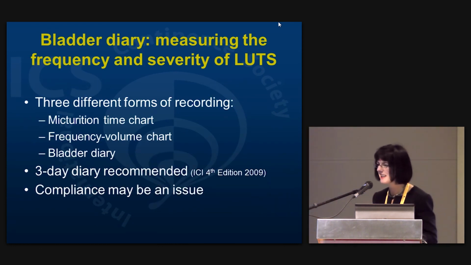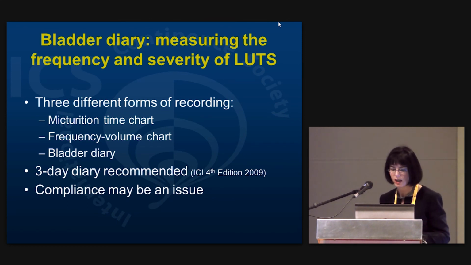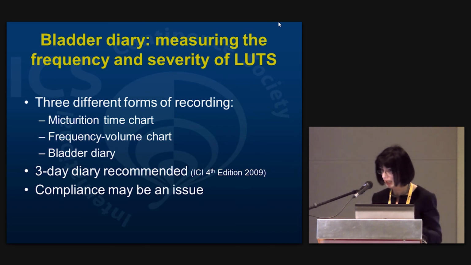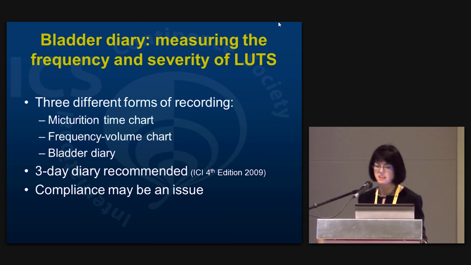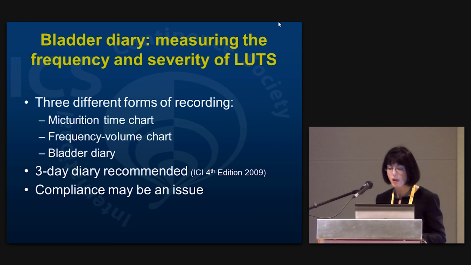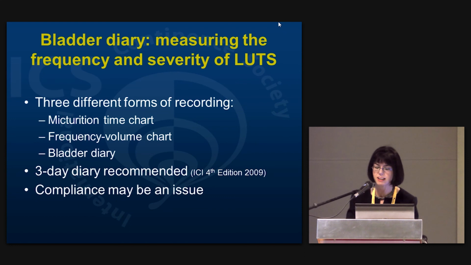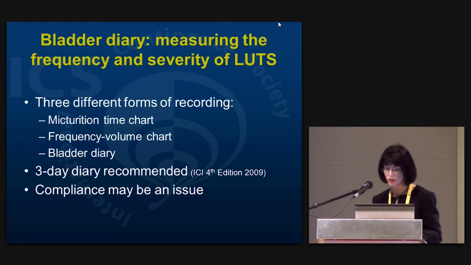The bladder diary, I think, is a fundamental key tool for us to use. There are different ways of defining the collection of this data, but I use a bladder diary in my own practice, and I do about 3 days. I ask my patients to do about 3 days. It may not be consecutive days, so if they're working, I'd like a work day as well as a weekend. And it is recommended by ICI, the 4th edition, 2009, to do a 3-day.